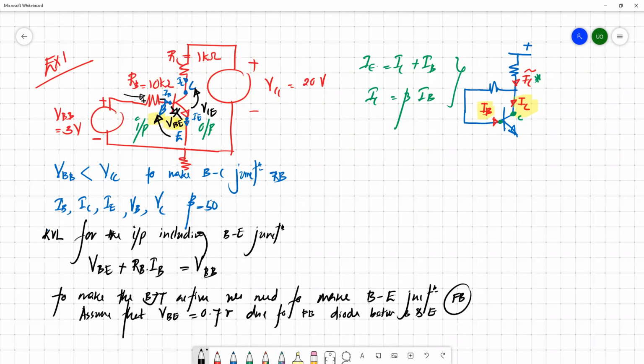Then substitute those values. VBE is 0.7, RB is 10K, VBB is 3. So you can easily find IB as 3 minus 0.7 divided by 10K, which is somewhere around 0.23 milliamperes. So this base current is 0.23 milliamperes.